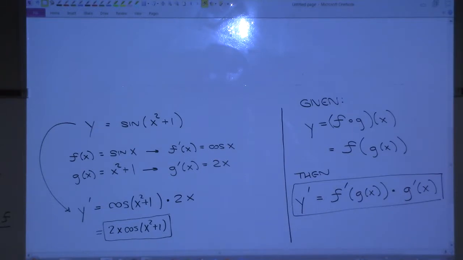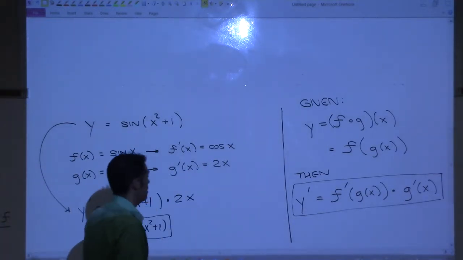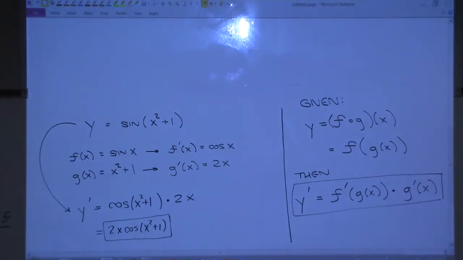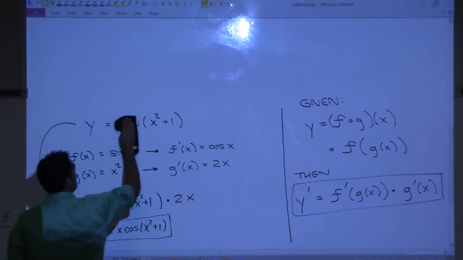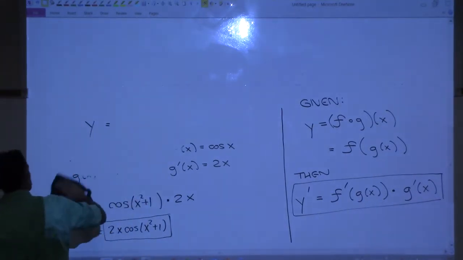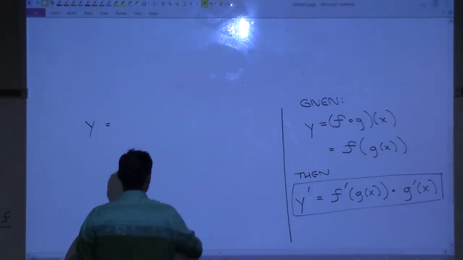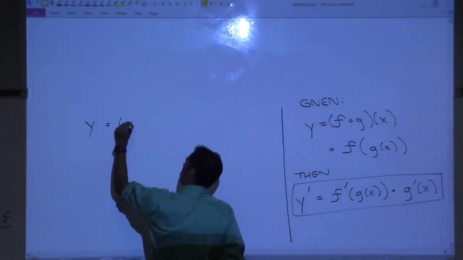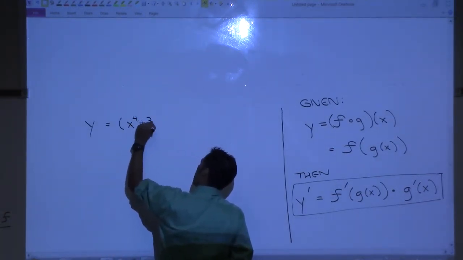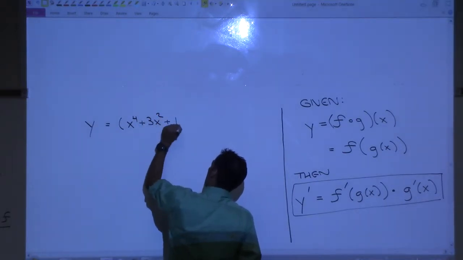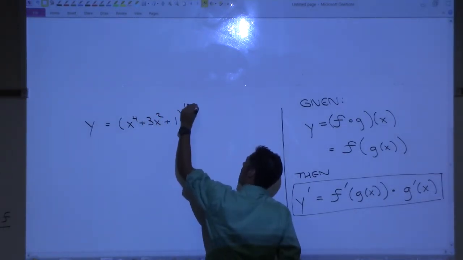Let's do another one, all right? Let's do another one. And then, well, we'll see how y'all do with this. Next one. How about this? X to the 4th plus 3x squared plus 1, to the 100th power.